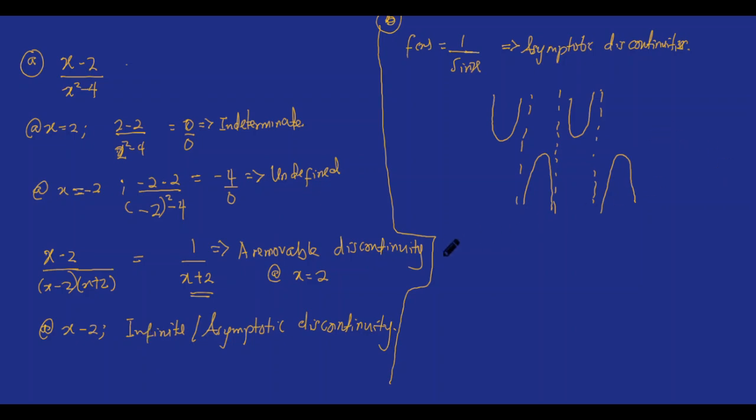The next function we have is x raised to the power of 4 divided by x raised to the power of 3. This function is defined at every point on the Cartesian coordinate except at x equals 0. At x equals 0, we would have 0 raised to the power of 4 divided by 0 raised to the power of 3, and this becomes 0 divided by 0, which is an indeterminate form.